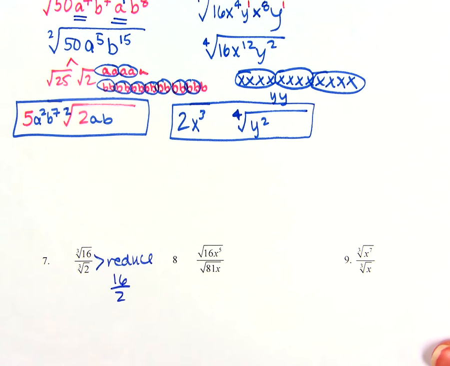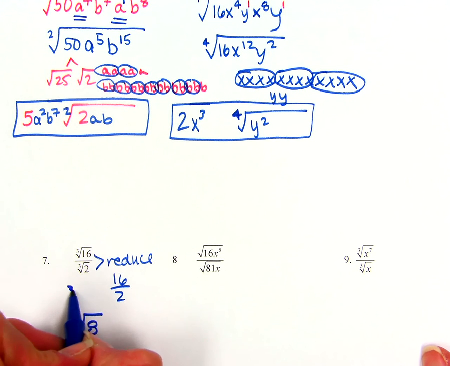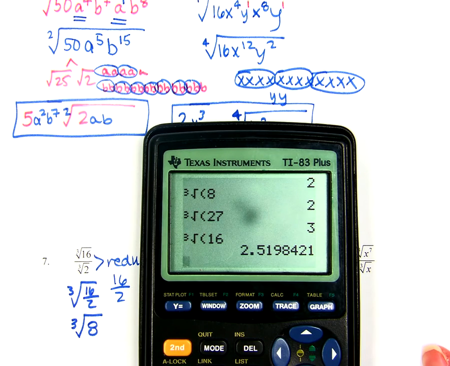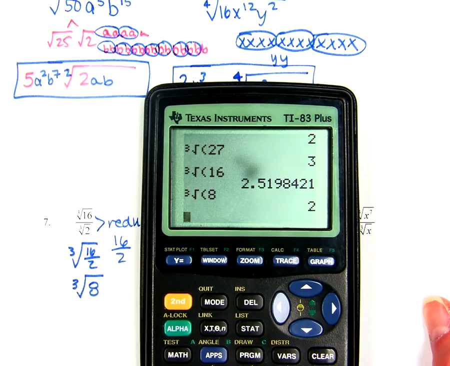16 over 2? Well, 16 over 2 is 8. So this really becomes the cube root of 16 over 2, which is the cube root of 8. So now, ask yourself, what is the cube root of 8? What is something that can multiply by itself 3 times to give you 8? So our final answer is 2.